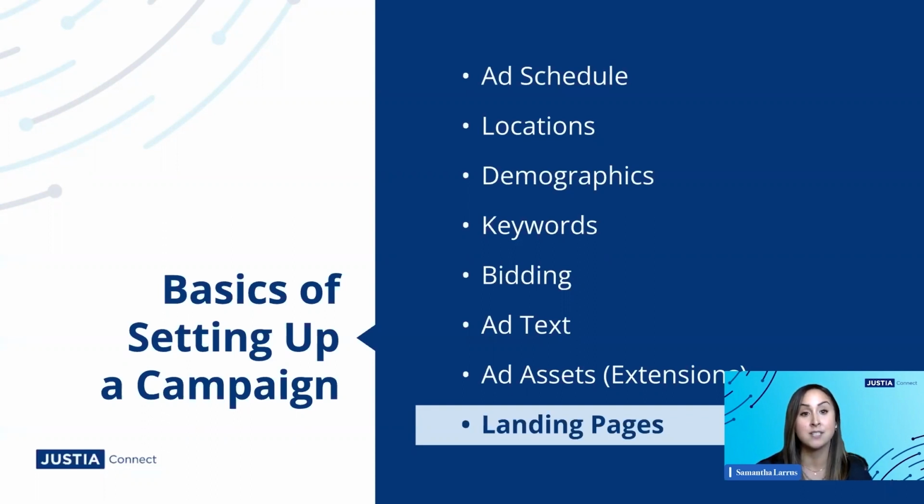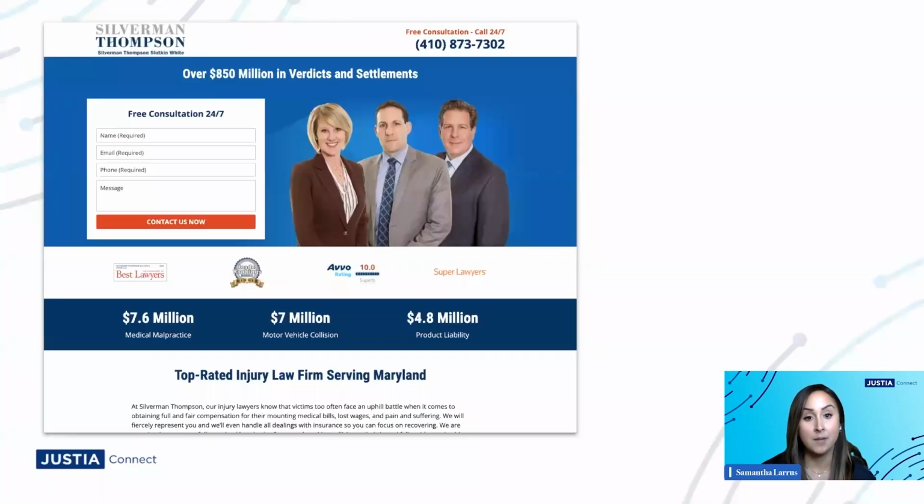So we're going to give you some great examples here on how to build a top-notch landing page for your ads. What we're looking at here, say you're running a campaign for different types of injuries. You're going to want to have a dedicated landing page for each of those specific practice areas that you're targeting. The information on those pages, you want to make sure that it's tailored to the specific practice area that you're going for with your keywords.